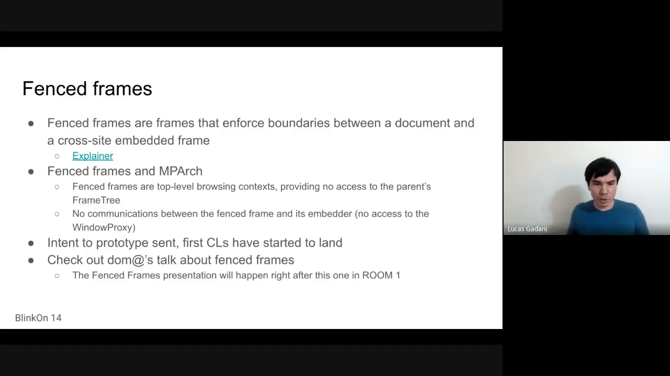Since portals are also modeled as a top-level browsing context, it makes sense for fence frames to start working with us. And fence frames want to provide no communication between the fence frame and its embedder, so no access to the proxy, as well as no access to storage and so on. So that's the whole goal: the idea of privacy and security types of restrictions. This intent to prototype was sent a week or 2 ago to the BlinkDev mailing list, and patches started to land.